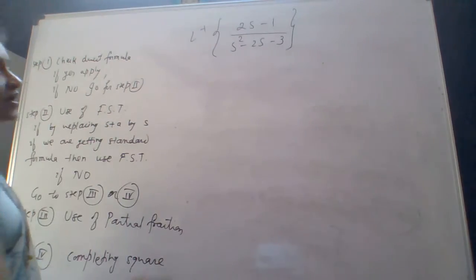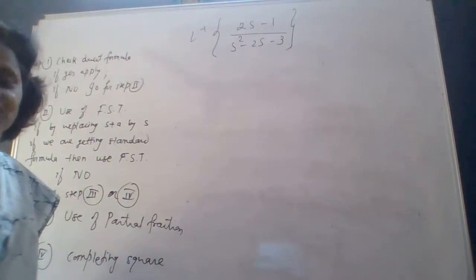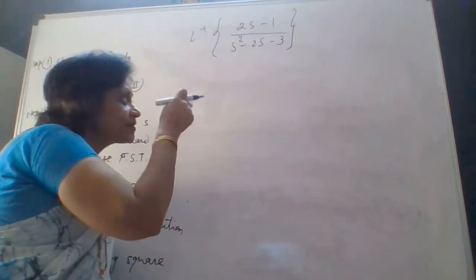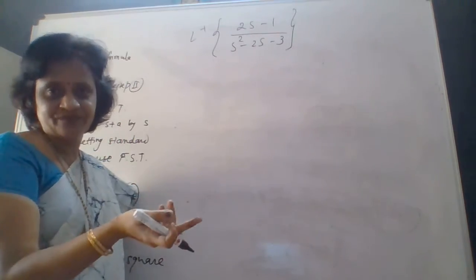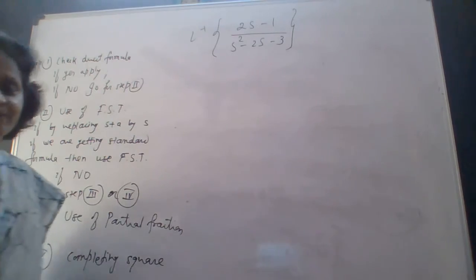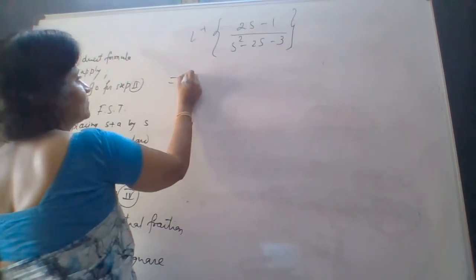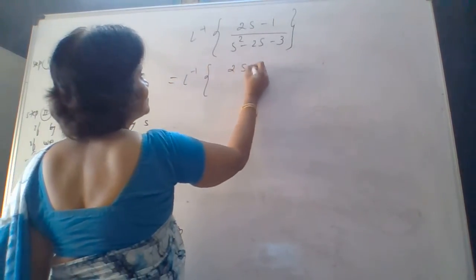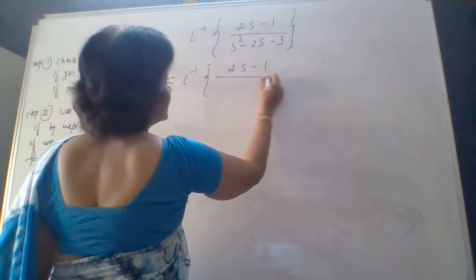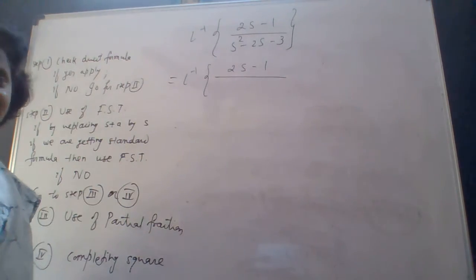Again, one more thing you have to check. Can I write this as a complete square? Just recollect your school maths. If you can complete the square easily, then we'll go for step 4. So now you have to decide whether partial fraction is easier or completing square is easier. Accordingly, you decide the method. Now let's see. This is L inverse of. First I am showing you partial fraction.